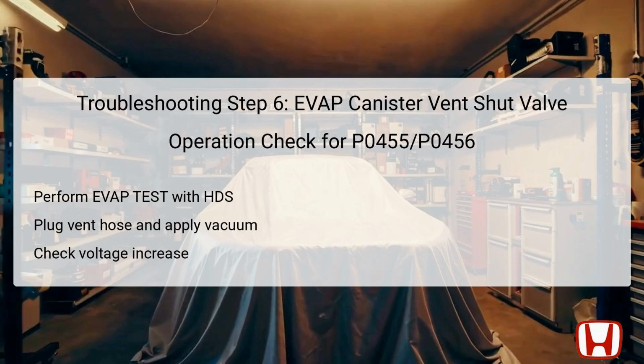Disconnect the vent hose from the shut valve and plug it to ensure no leaks occur during testing. Apply vacuum while again monitoring the FTP sensor for voltage changes in response to the applied vacuum. If the voltage increases more than 0.2 volts, the vent shut valve is functioning as intended. If there is no significant voltage increase, it indicates a malfunction, and the vent shut valve should be replaced immediately to ensure proper operation of the EVAP system.